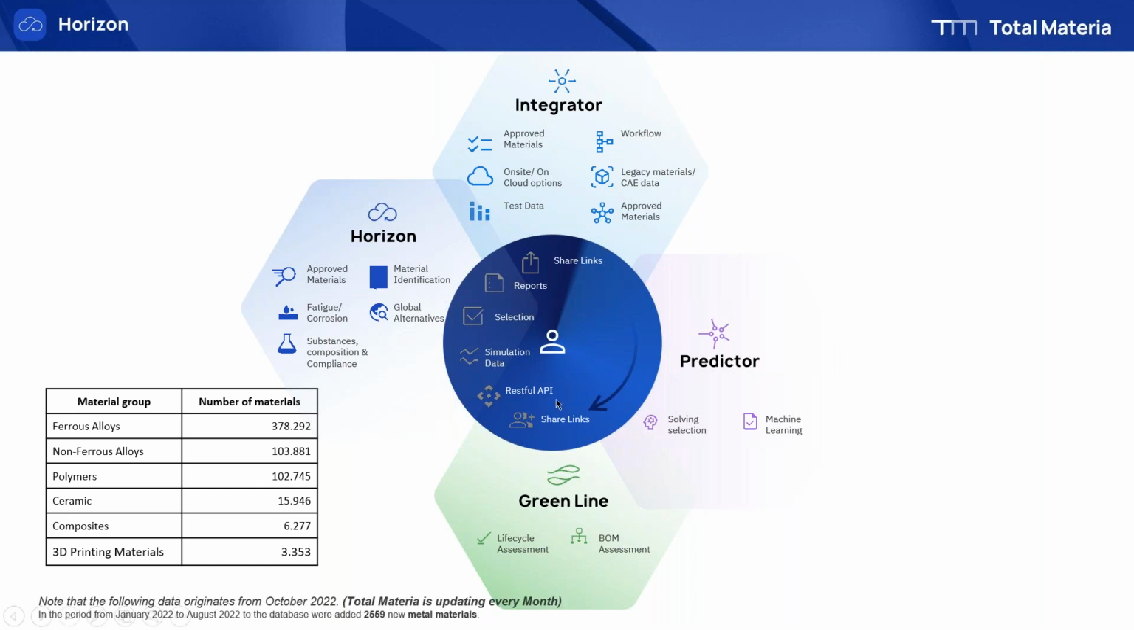Here you can see what the content of Total Materia was in October 2022, updating every month. One single example that I can give you: additive materials, 3D printing materials. It was 3,353 in October 22, and now 3,670 or something, I guess. And continuously we are adding new materials and new material information inside: ferroalloys, non-ferrous alloys, polymers, ceramic composites.